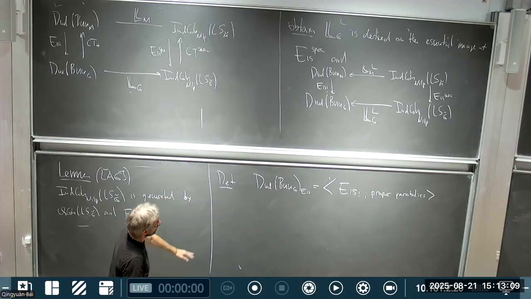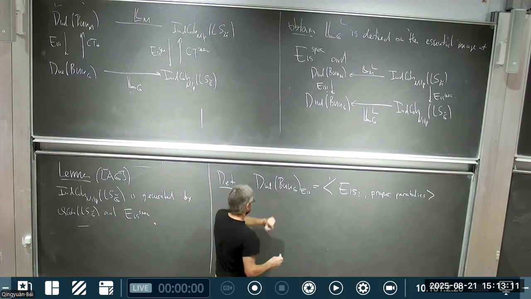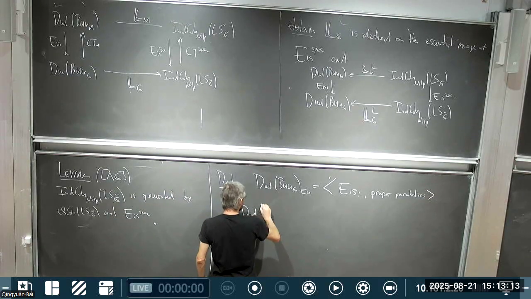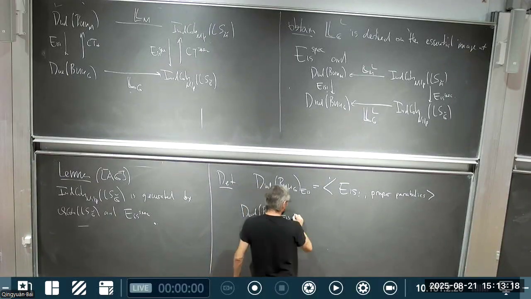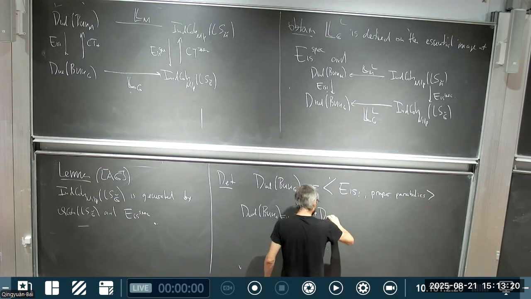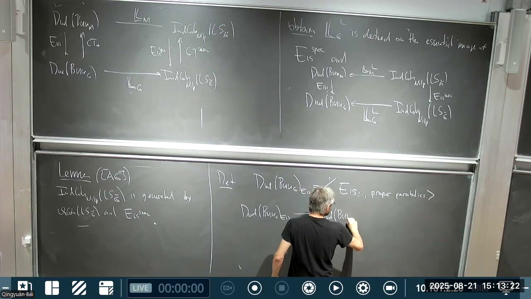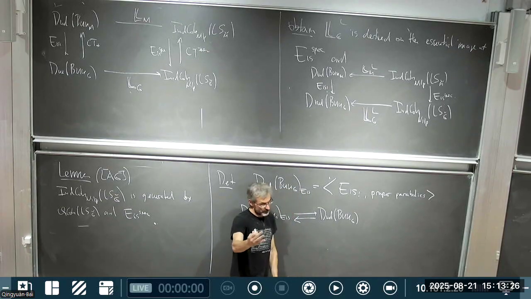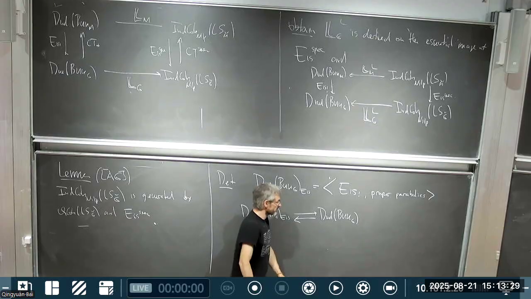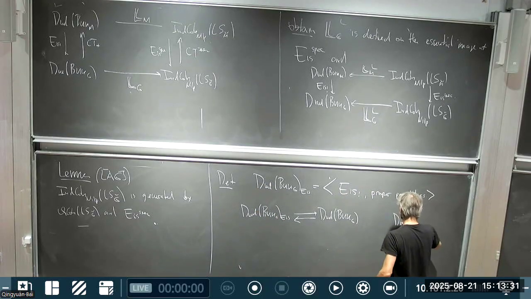Give me one second. It's a full subcategory generated by compact objects, and therefore its embedding admits a right adjoint. And by definition, if you recall the definition of the cuspidal subcategory, it's exactly the kernel of this functor.